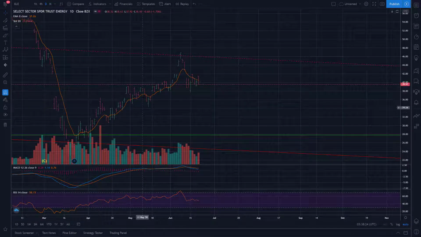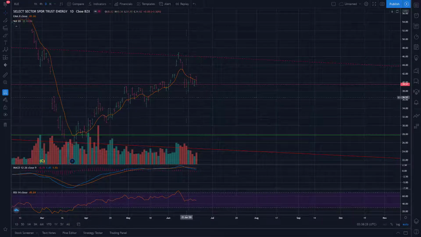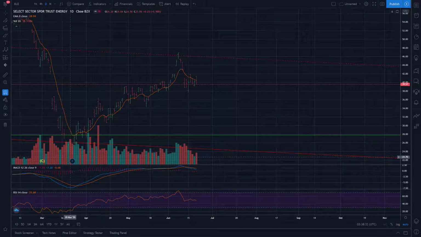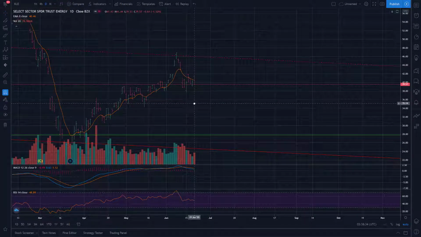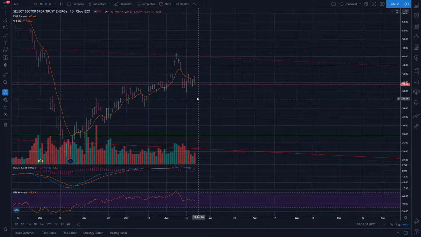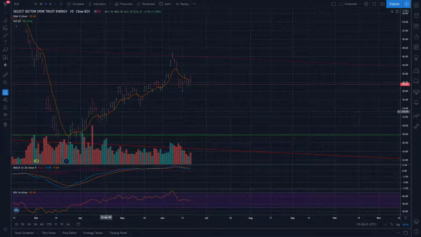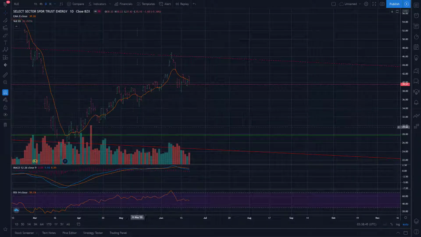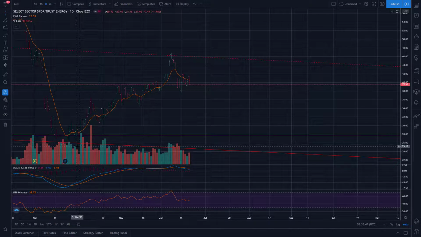it doesn't look as clean of an impulse wave off the bottom, for instance, as compared to crude oil. Now, I'm not looking at crude oil in this video. I'm just focusing on XLE. But nonetheless, this is going to be pretty highly correlated to crude. So I'll be more worried about crude's trend than necessarily the XLE pattern by itself. But it's kind of hard to say what we got working here.